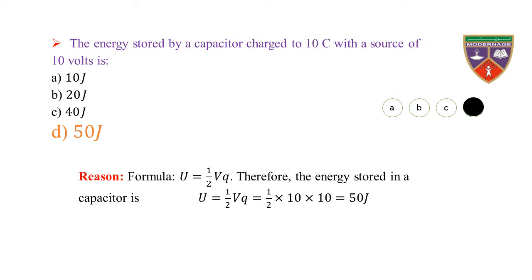Reason. Formula. Energy stored is denoted by U. It is equal to 1 by 2 V into Q. Therefore, the energy stored in a capacitor is U is equal to 1 by 2 V into Q is equal to 1 by 2 into 10 into 10, where V is equal to 10 volts, Q is also equal to 10 coulomb. Therefore, the energy stored is 50 joules. Hence, the energy stored by a capacitor is 50 joule.